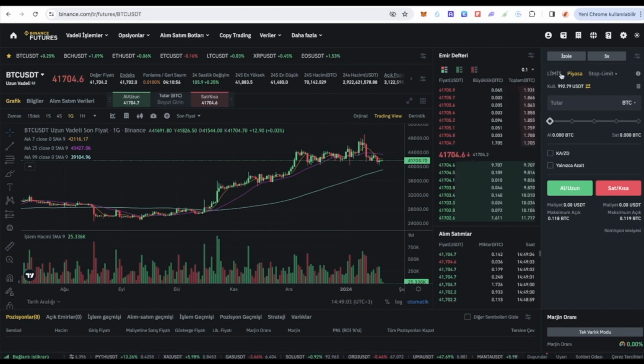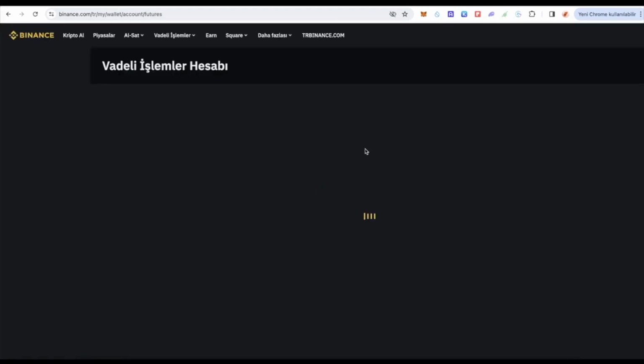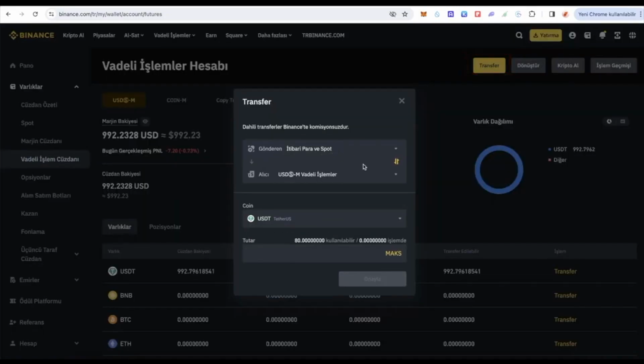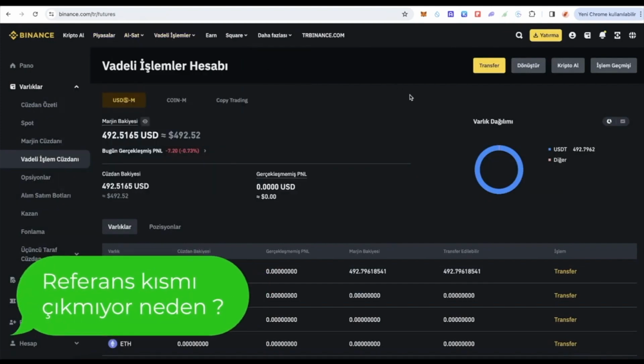Now, friends, let's look at transferring our money back. I've got 9,902 here right now. I come to this wallet and click on USDT-M Futures. Let's say I'm going to transfer half of it back to my spot account. I click transfer again. This time, look, I've changed it here. I'm going to transfer from futures to spot. How much do I transfer? I'm going to transfer $500. When I say confirm, you can transfer as much as you want. I can transfer my money back to my spot wallet from this section.